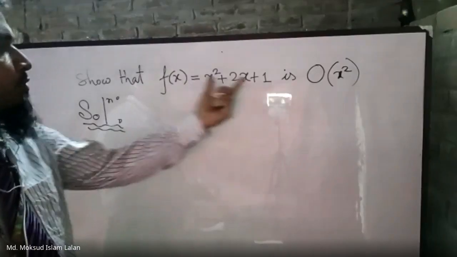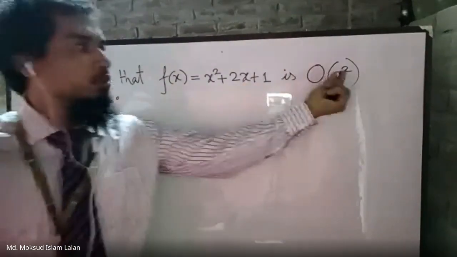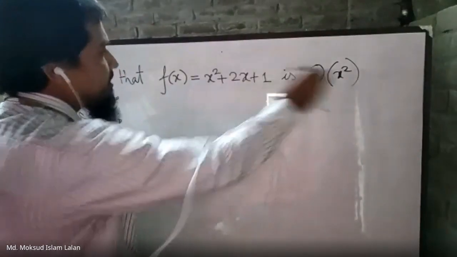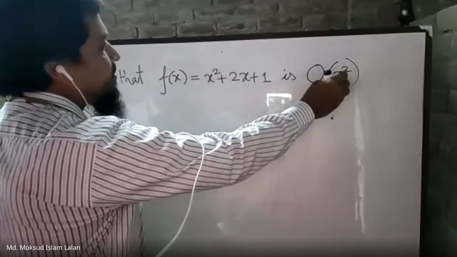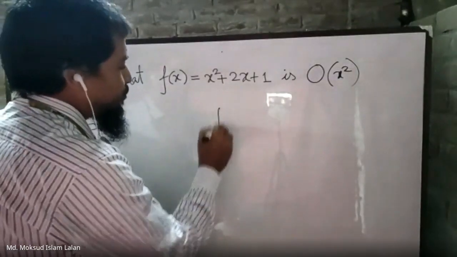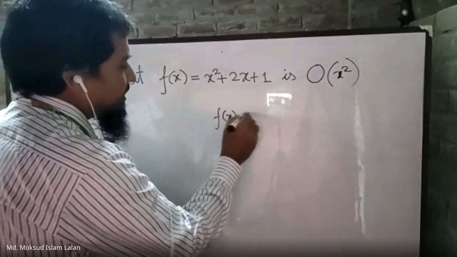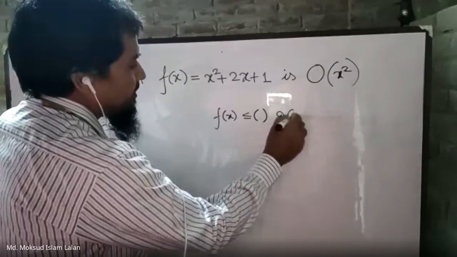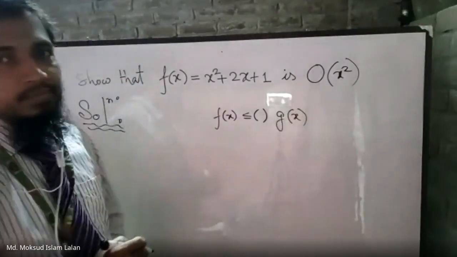Well, here this is f of x, this is g of x, right? Farhan, try to understand. This is f of x, this is g of x. What is our objective? We have to show f of x is less than some constant times g of x, right?